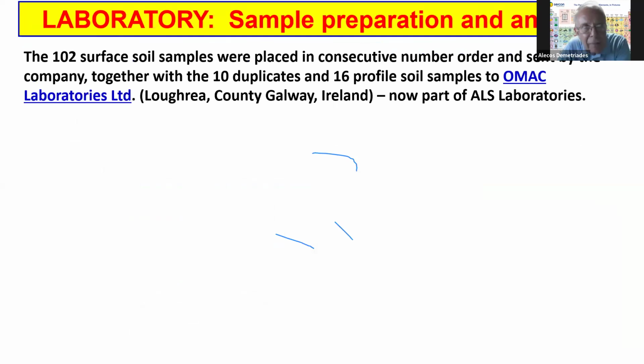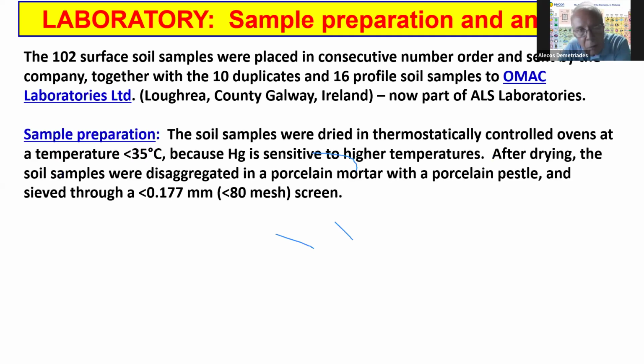Now, the 102 surface soil samples were placed in consecutive number order and sent by the company, together with the 10 duplicates and 16 profile soil samples, to OMAC Laboratories, now part of ALS Laboratories. I forgot to say that we always take field duplicates, and I always take 10% duplicates.